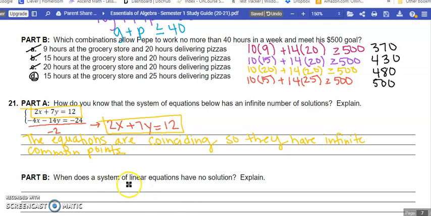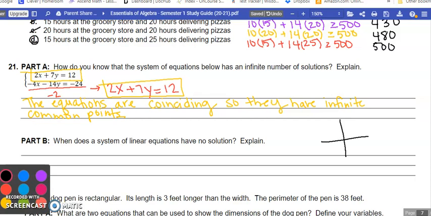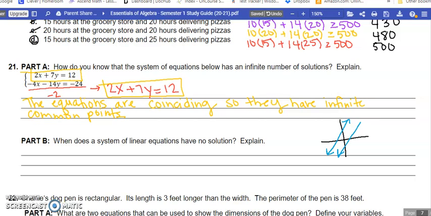All right, when does a system of linear equations have no solution? Well, that would be if you visualize it. You want two lines that do not ever intersect, and the only way to do that is to have parallel lines that are not the exact same. So they're parallel, they're never going to touch, never going to intersect. This only occurs with parallel lines.